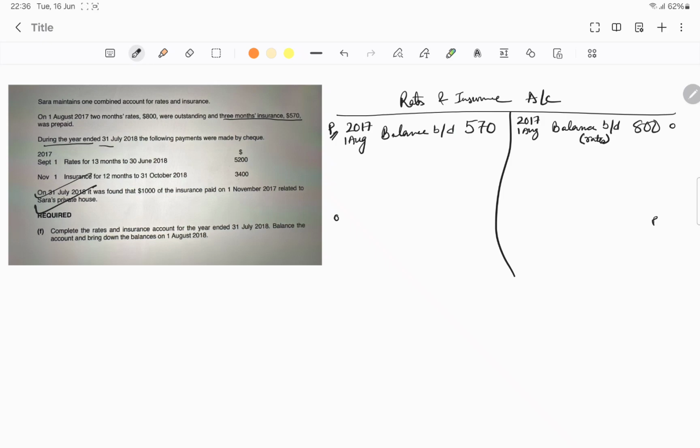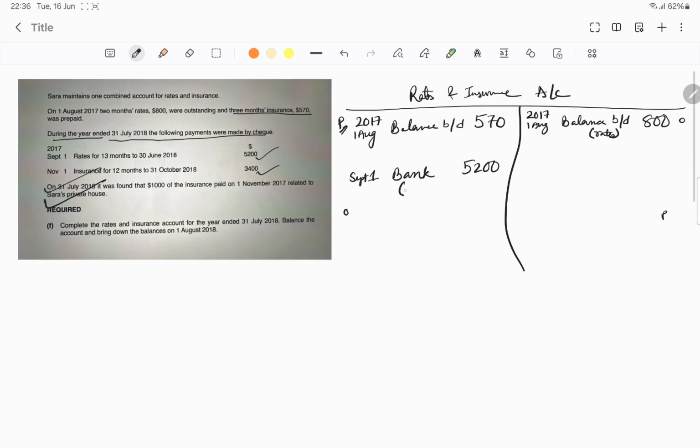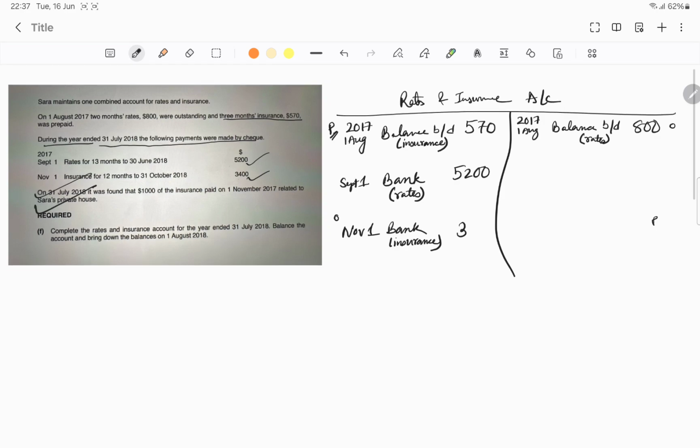During the year ended 31st July 2018, the following payments were made by check. On September 1, one check was paid. We write down bank, and the amount of the check was 5200, and it was for rates. Then on November 1, another payment was made. Here also we write down bank, and with it insurance, and the amount is 3400. Now we have written the amounts that have been paid.